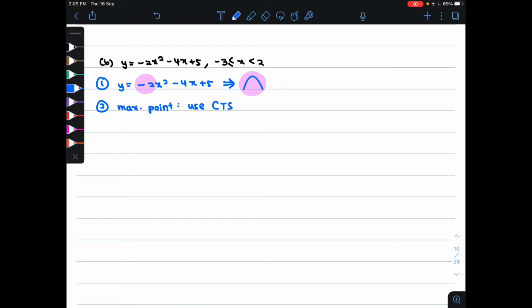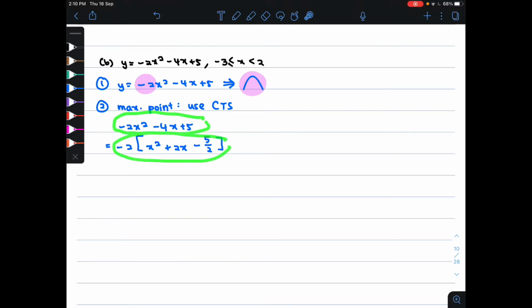And to find the maximum point, we need to use CTS. So, salin balik y kamu. Syarat wajib untuk guna CTS adalah depan x square mesti positif 1. So, since we have -2 here, we're gonna factorize -2 out from everything. Dapat dah macam ni, jangan lupa check balik. Kalau kamu expand ni, pastikan dia sama dengan yang atas. So, yang kita akan buat CTS adalah yang kat dalam ni. -2 ni sentiasa salin balik kat bawah.